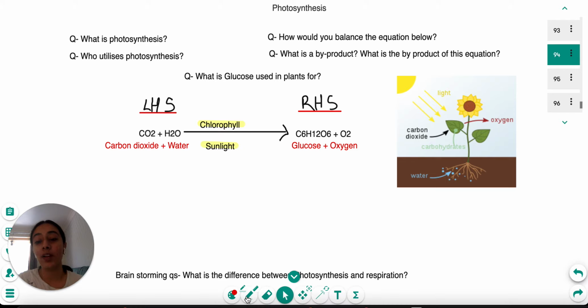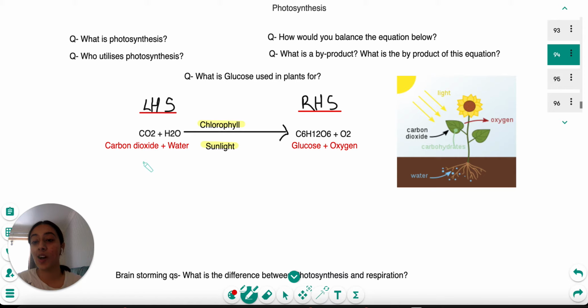Now, let's have a look at balancing this equation. Now we know there's carbon dioxide and water and glucose and oxygen. So you don't have to know the chemical formula for chlorophyll and sunlight, but you do need to know how you balance this equation. So I'm going to give you a minute or so. Let me know if you guys need any help.